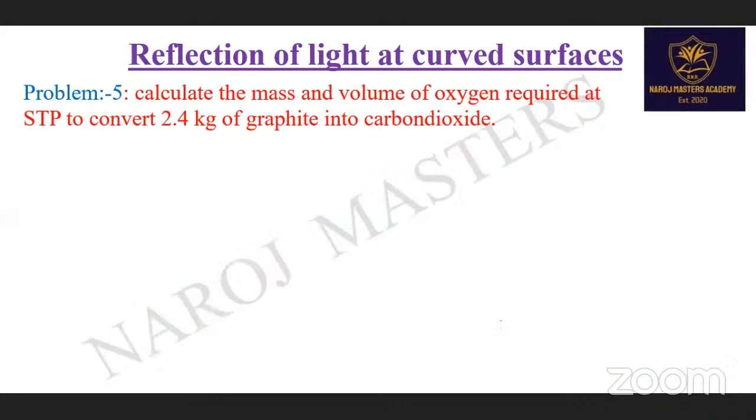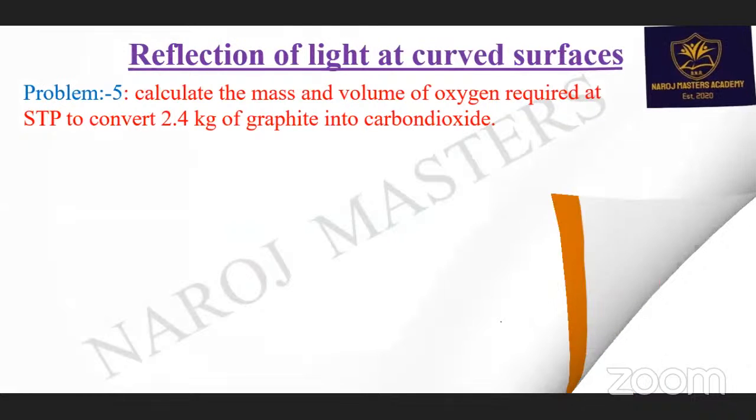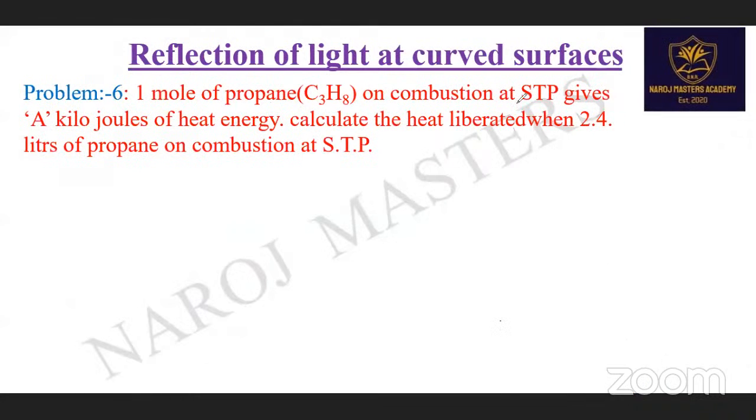Look at the next question. 1 mole of propane on combustion at STP gives a kilojoules of heat energy. Calculate the heat liberated when 2.4 liters of propane undergoes combustion at STP. So here clearly it is given that 1 mole of propane is subjected to combustion at STP. Combustion means it liberates carbon dioxide gas.